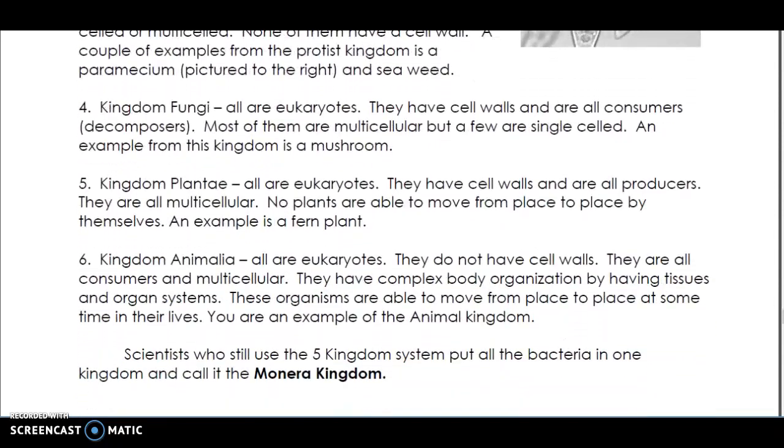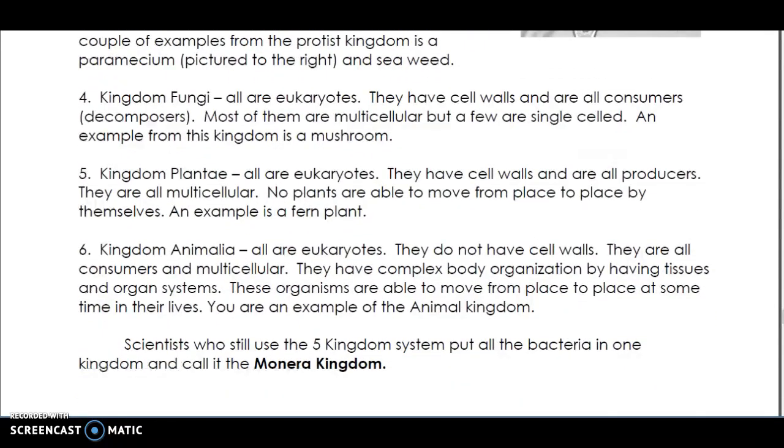Four. Kingdom Fungi are all eukaryotes. They have cell walls and are all consumers. They're actually decomposers, so they break down dead items. Most of them are multicellular, but a few are single-celled. An example from this kingdom is a mushroom. Five is kingdom Plantae. All are eukaryotes. They have cell walls and are producers. They are all multicellular. No plants are able to move from place to place by themselves. An example is a fern plant.